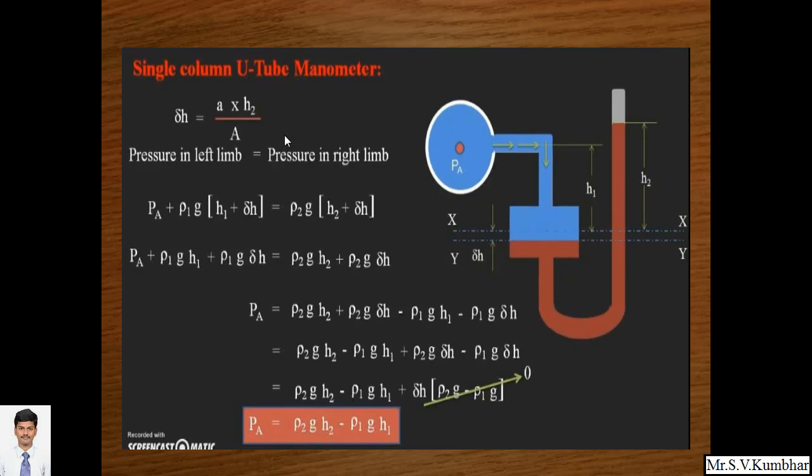The formula to determine pressure at center, PA, is equal to rho 2 GH2 minus rho 1 GH1. The biggest advantage of single column U-tube manometer is that slight variation in pressure can also be recorded with the help of single column U-tube manometer.